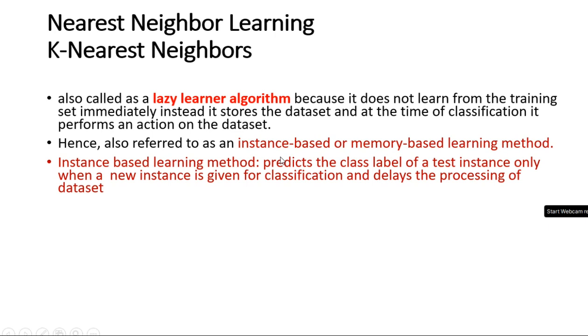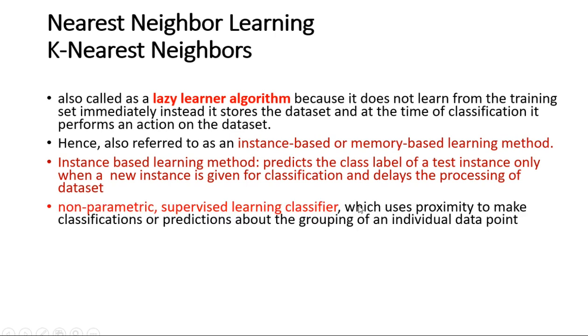It is also called instance-based because instance-based learning is a method where we predict the class labels of the test instance only when the new test instance is given for classification, and it delays the processing of the training data sets. In turn, it means that during the training there is no learning that happens. Only during the classification time it does the processing of the training data sets and classifies the test instance. So we will see how it actually happens.